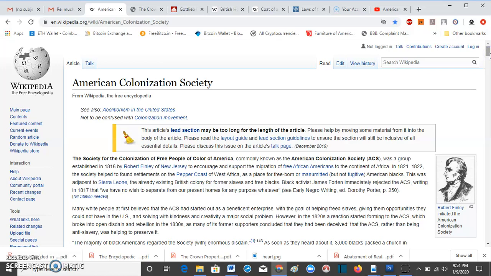The Society for the Colonization of Free People of Color of America, commonly known as the American Colonization Society, ACS, was a group established in 1816 by Robert Finley of New Jersey to encourage and support the migration of free African Americans to the continent of Africa. In 1821 to 1822, so that's like what, a year, the society helped to found settlements on the Pepper Coast of West Africa as a place for freeborn or manumitted but not fugitive American blacks.